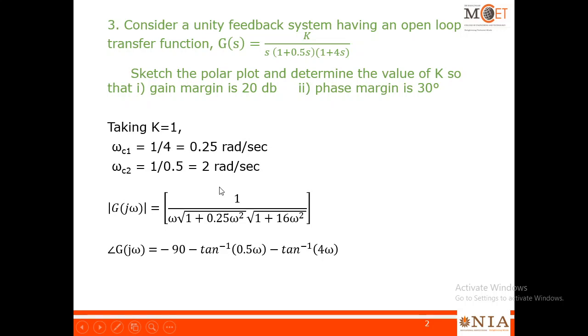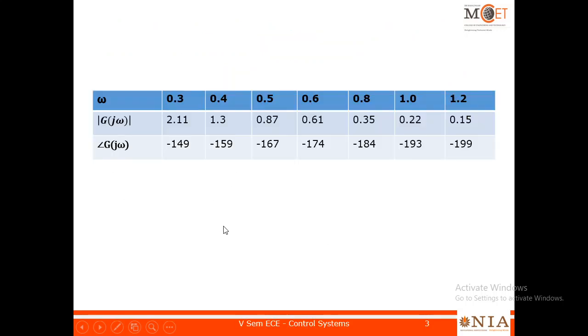The corner frequencies are at 1 by 4, that is 0.25 radians per second, and 1 by 0.5, that is 2 radians per second. So the next thing that you have to do is, for various frequencies, compute the magnitude and phase and tabulate it. That is the job that you have to do. Students should take the calculator and do it and see whether you are getting such a table. So my selection of frequencies are like this.